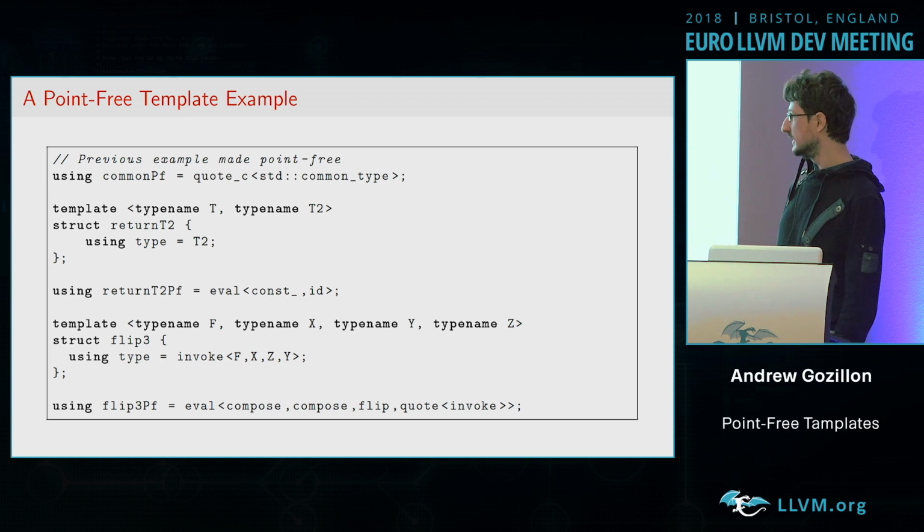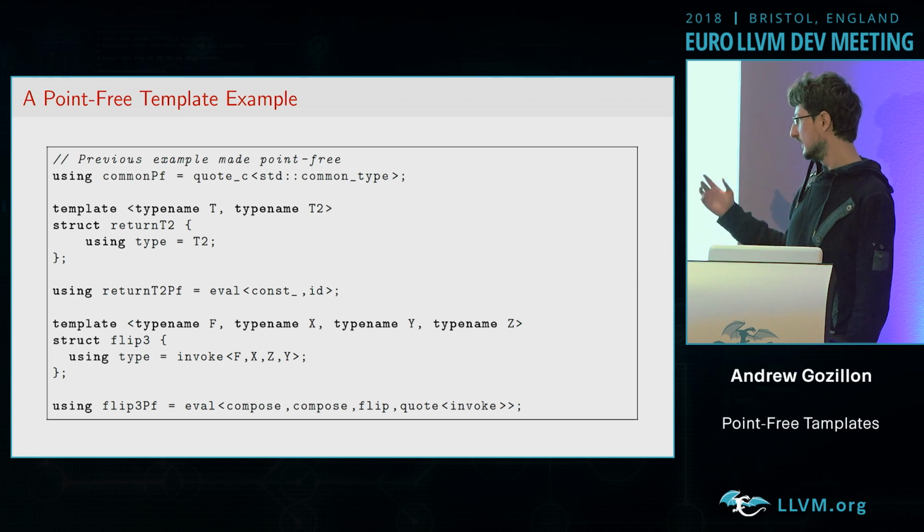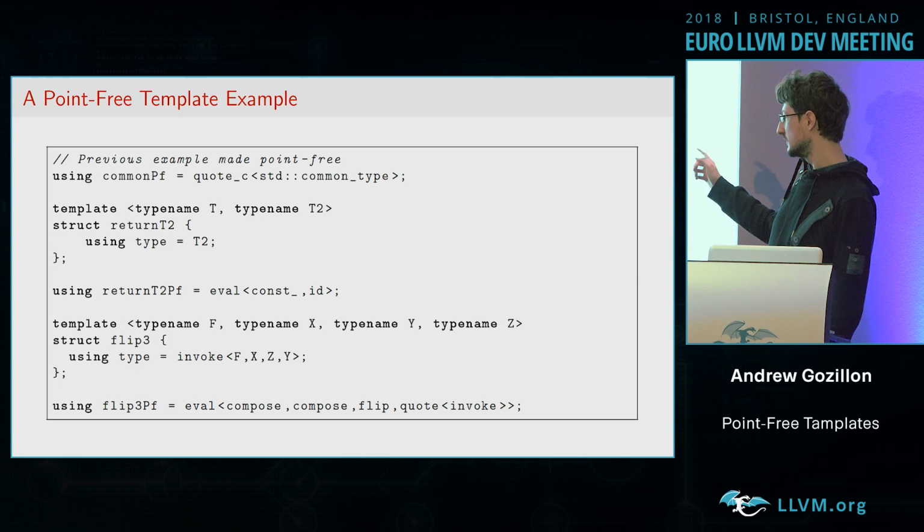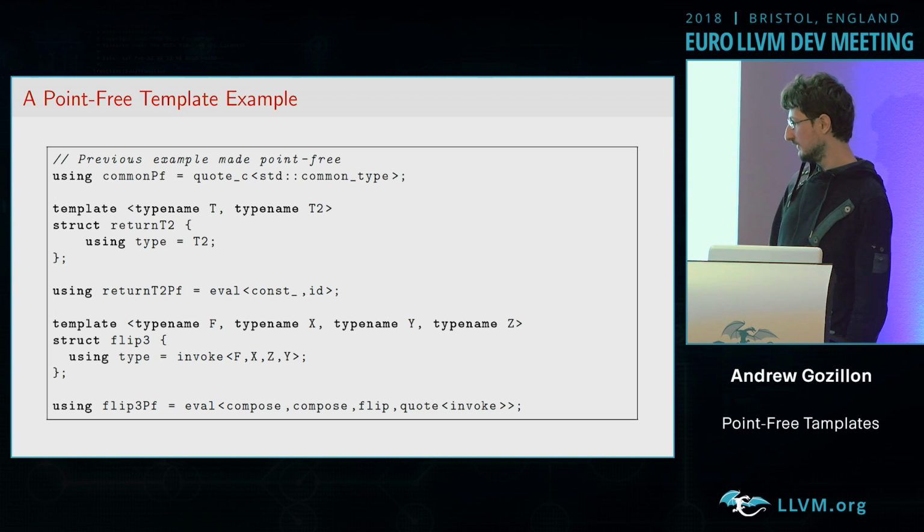And then you've got flip free, which is a slightly more complex example, but basically all it's doing is taking an f and it's flipping these arguments around and applying them to a template. So instead of x, y, z, we get x, z, y. And the point-free version of this is actually eval, compose, flip, quote. So it's basically just flipping arguments around and chaining them together to get the end result.